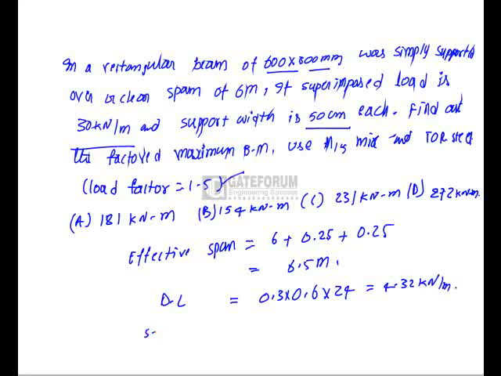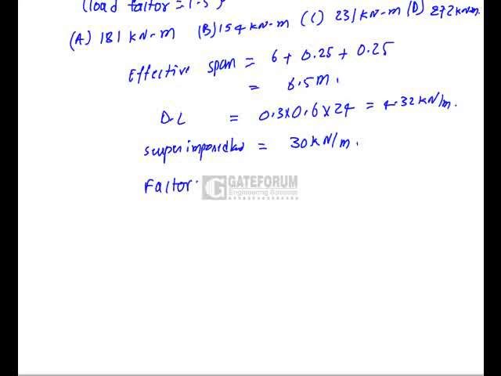Superimposed load is equal to 30 kilonewton per meter. So factored load is going to be 34.32 into 1.5, that is 51.48 kilonewton per meter. So what we have to calculate is factored maximum bending moment.